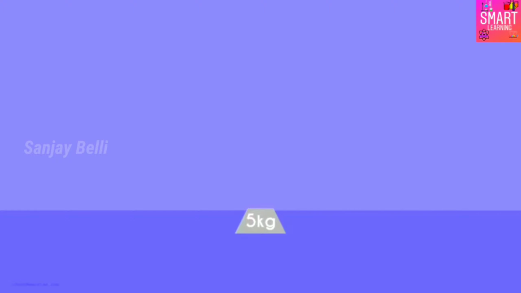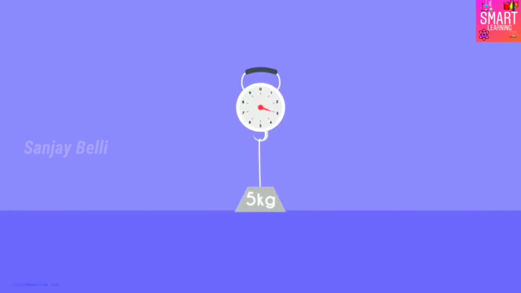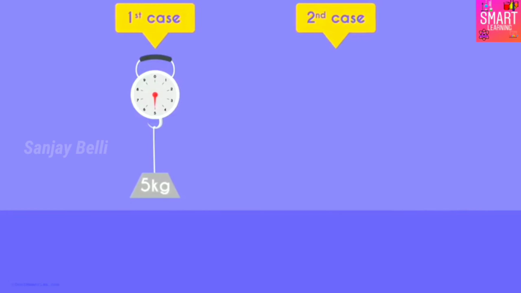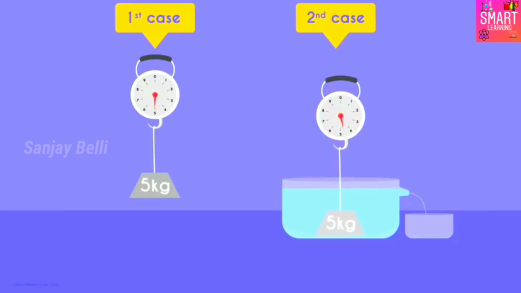Take a 5 kg solid object and suspend it by a spring balance. The balance will read 5 kilograms. Let this be the first case. For the second case, take a beaker of water which has a small opening at the top. The water in the beaker is filled right up to this point where the opening is. And we keep a small container under the opening. Now slowly lower the solid object into the water.